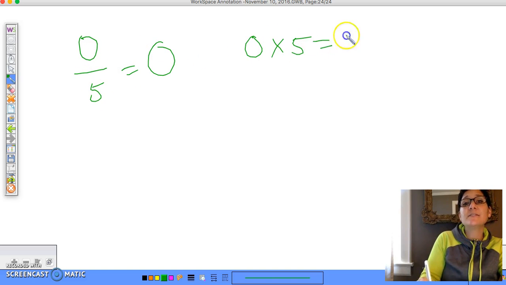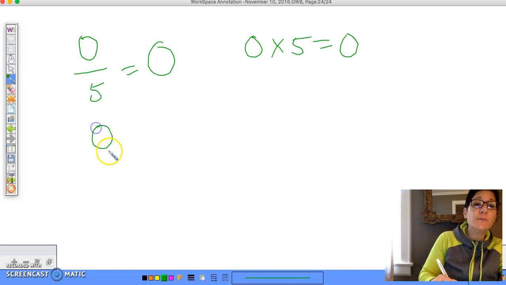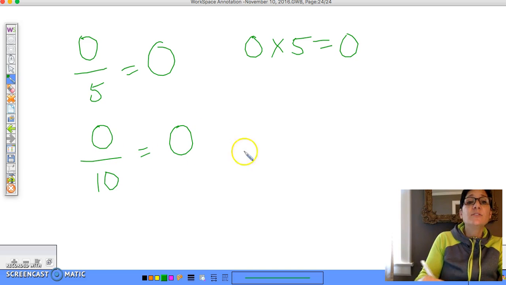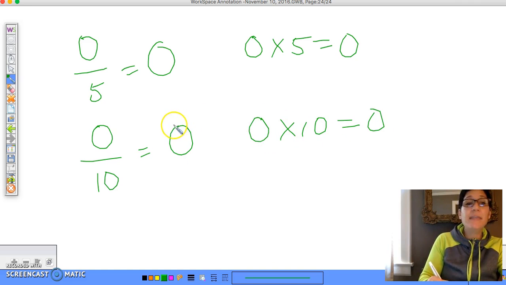And sure enough, it does, right? If I take 0 and I divide it by 10, I've got 10 people staring at me. I have nothing and I distribute 10 ways. Everybody still gets nothing. So therefore, 0 times 10 is going to equal 0. And that all works. It's beautiful, okay?